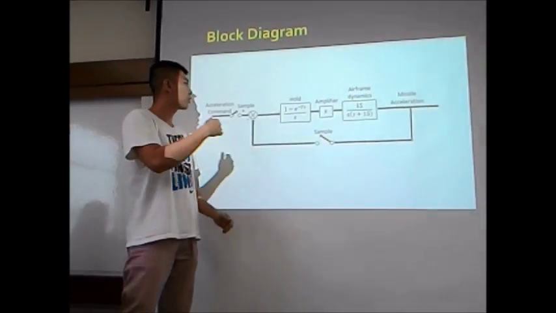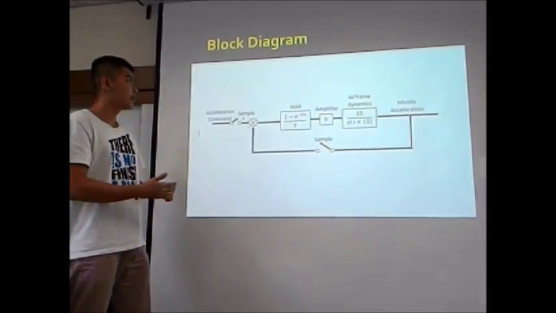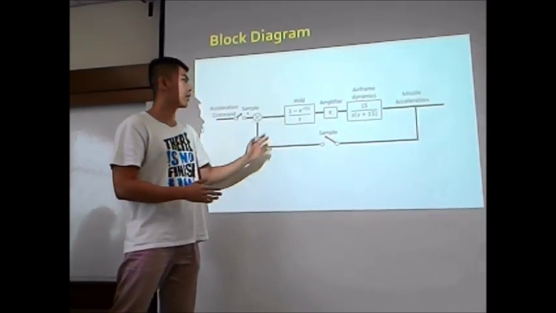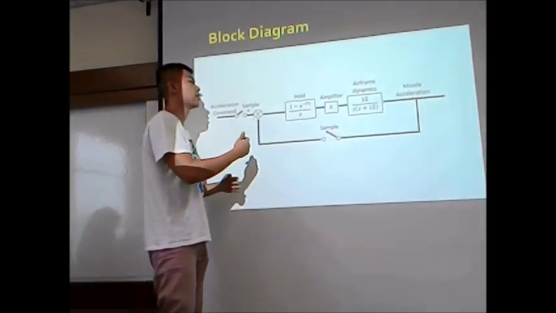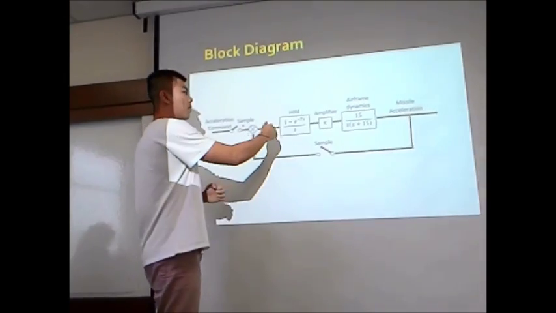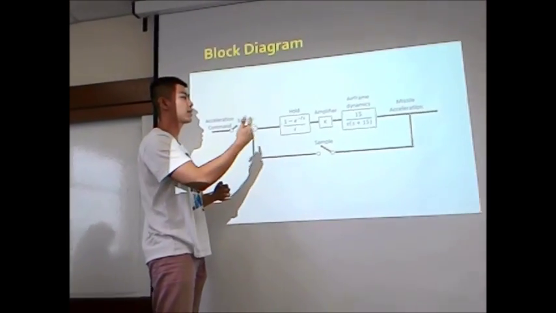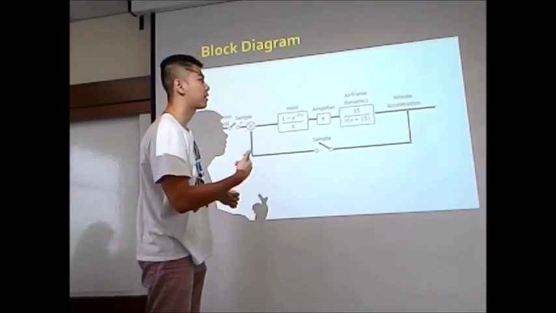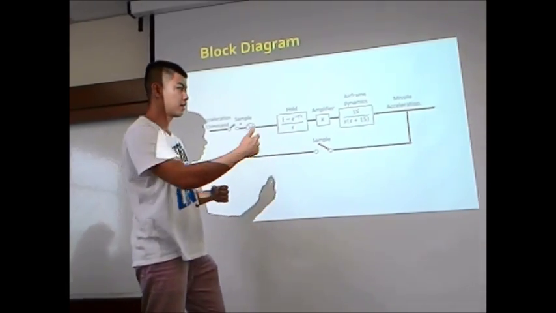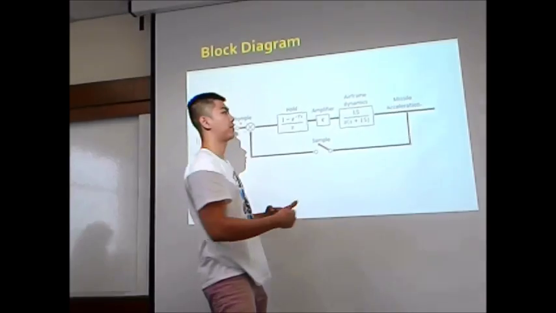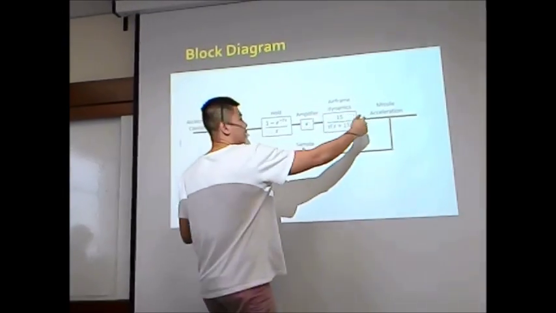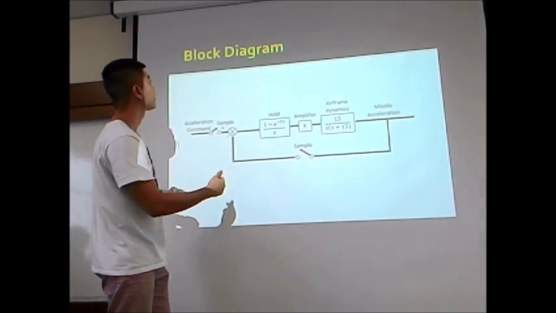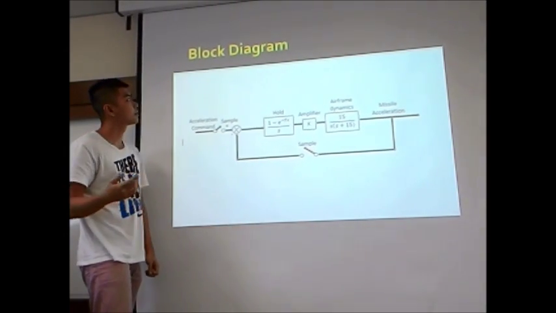So now we want to talk about the block diagram. In our computer, we will have one equation, which is 1 minus exponential minus Ts over s. And we will have the amplifier and airframe dynamics equation, 15 over s times s plus 15, and the accelerometer will give feedback to the computer.